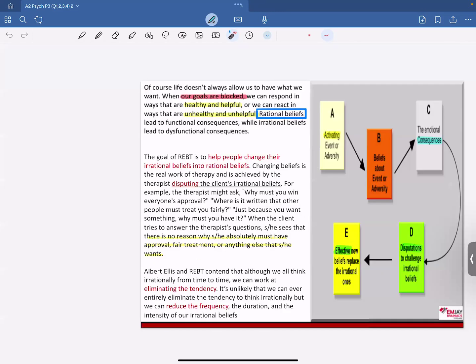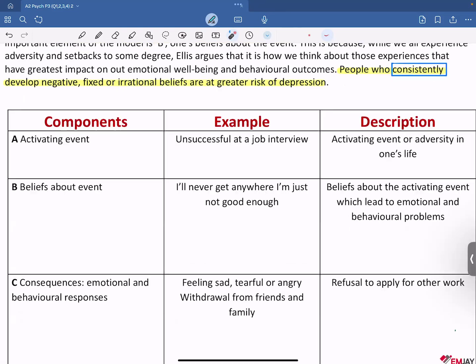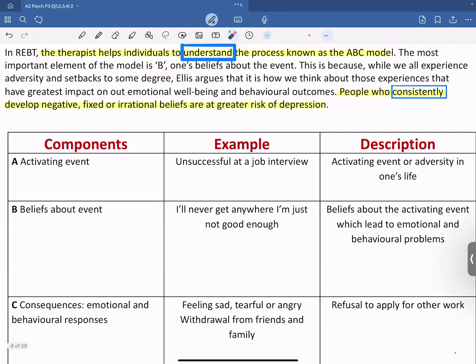Taking this ahead, in REBT, the therapist helps individuals to understand the process known as the ABC model. Initially we talk about ABC, then we'd move on and bring in D and E as well. So the most important element of the model is B, that is one's belief about the event. This is because while we all experience adversity and setbacks to some degree, Ellis argues that it is how we think about those experiences that has the greatest impact on our emotional well-being and behavioral outcomes.